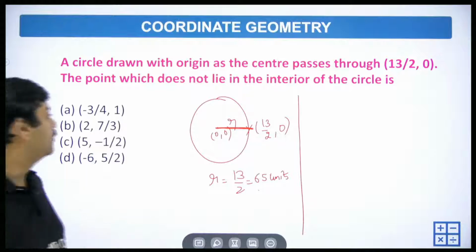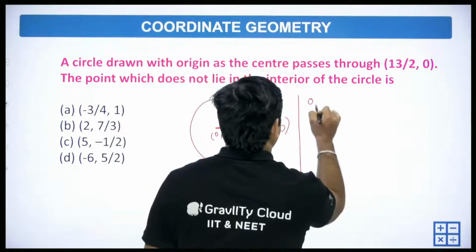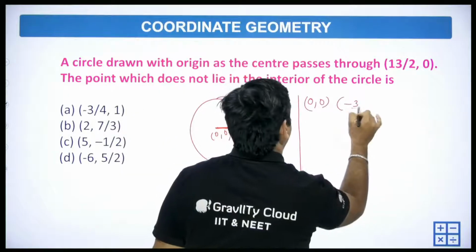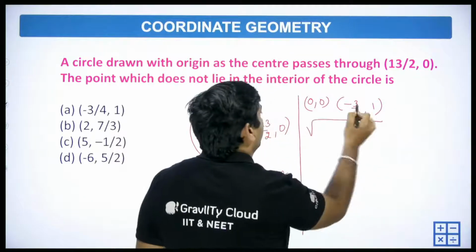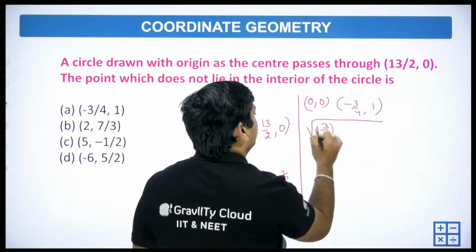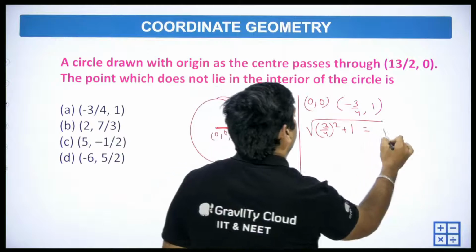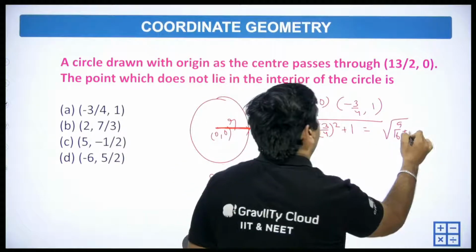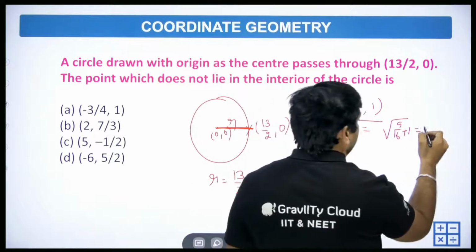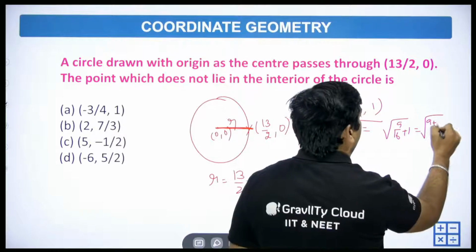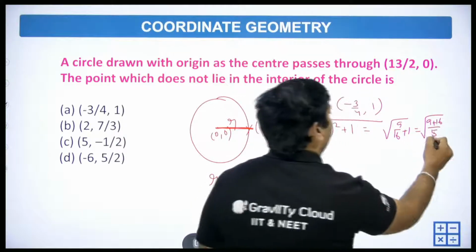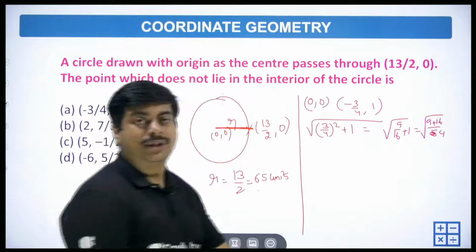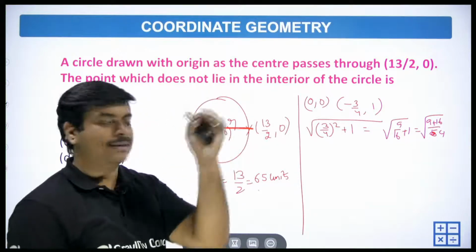Okay, so let's see the first option. The distance between (0, 0) and (minus 3 by 4, 1) will give you root over (minus 3 by 4) whole square plus 1 square. So that is root over 9 by 16 plus 1. So what is 9 plus 16? Not 9 by 16, 9 plus 16. Okay.